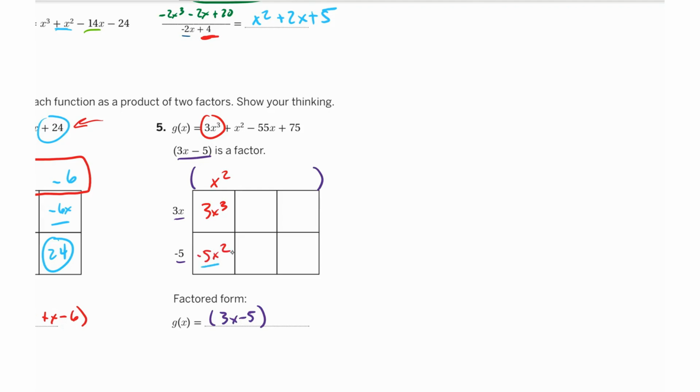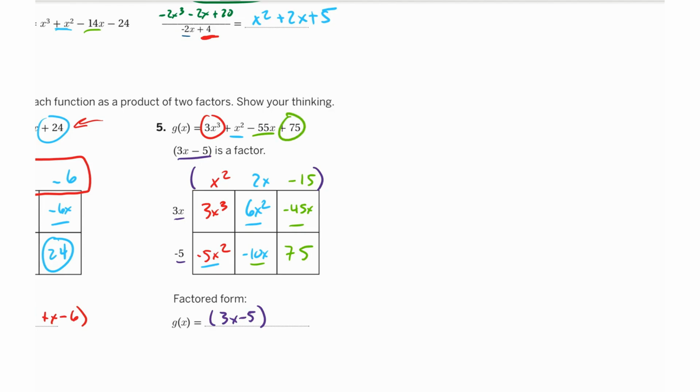And then these two have to add to positive x squared, which makes this 6x squared, meaning this has to be 2x. Negative 5 times 2x is negative 10x. These two have to add to negative 55, so this has to be negative 45x. And this has to be negative, what is that, 15? Because 15 times 3 is 45. Negative 15 times negative 5 is a positive, was that 50, 25, 75? And so that works. That's good because my final term here is 75.